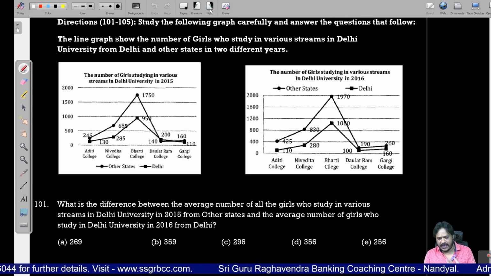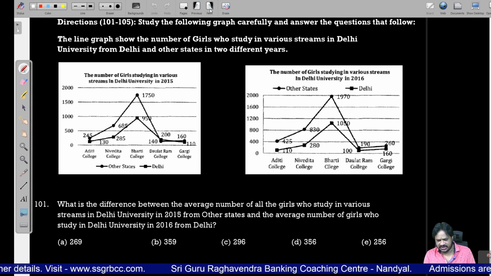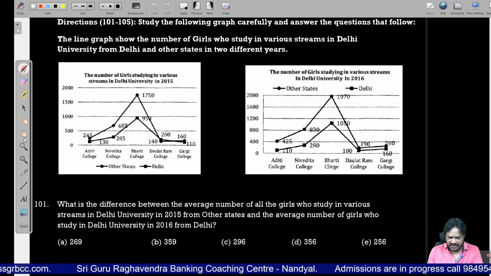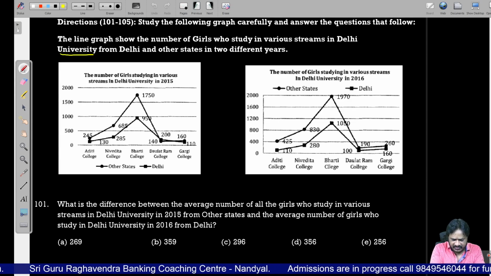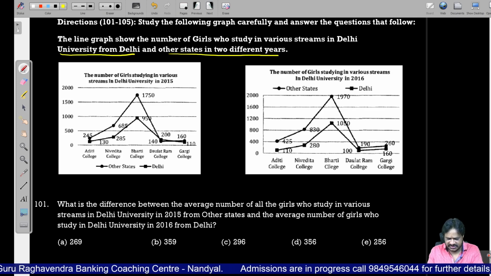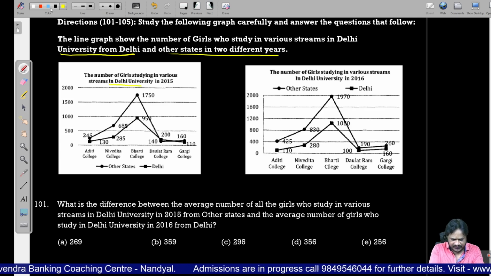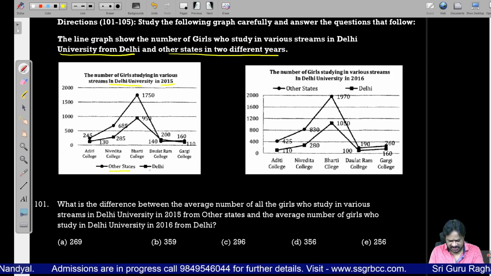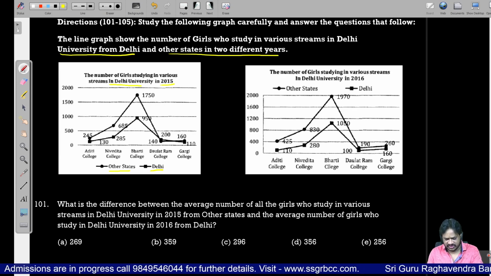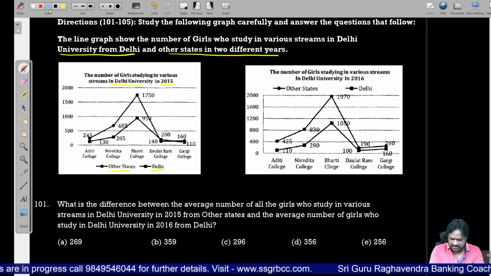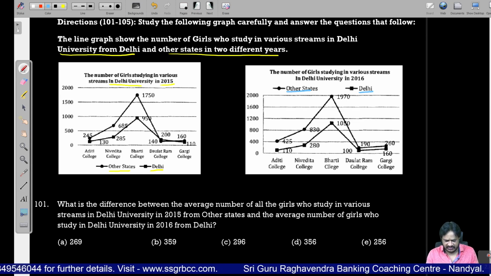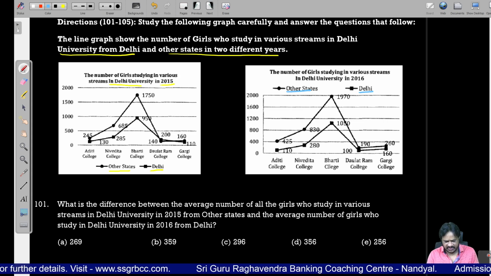Questions 101 to 105. Study the graph carefully, then answer the questions that follow. The line graph shows the number of girls who study in various streams in Delhi, from Delhi and other states. This is from Delhi in 2015. One, there are some students from other states. Other one, they are the local students from Delhi. In 2016 also, there are other state students, also Delhi students. Those numbers are given clearly. Just follow the line graph.